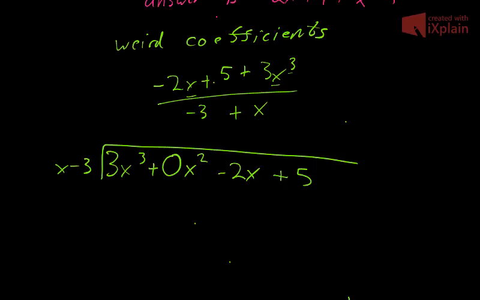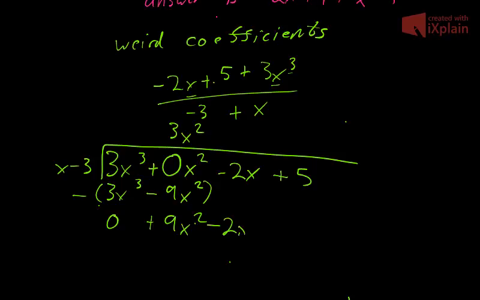And let's work this out. So how many times does x go into 3x cubed? Well, if I multiply x by 3, I'll get to 3x, and I need to multiply it by x squared to get up to x cubed. So it goes in 3x squared times. And 3x squared times x is 3x cubed. 3x squared times negative 3 is minus 9x squared. And by subtracting this, I'll end up with 0 plus 9x squared. So 0 minus negative 9 is positive 9. And I'm going to bring this down, minus 2x here.